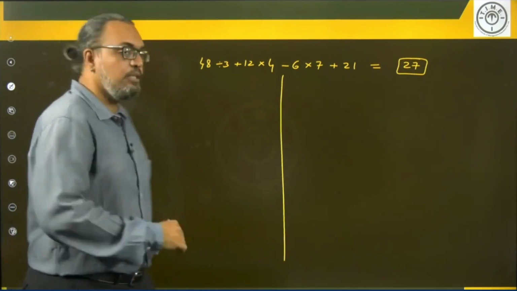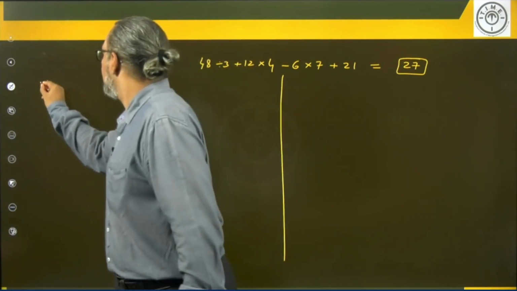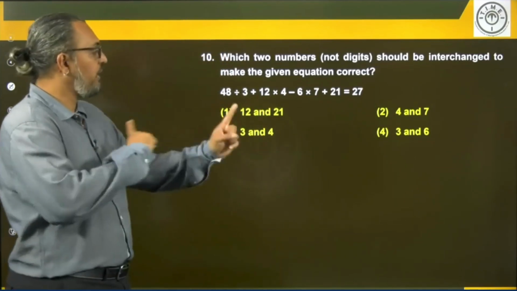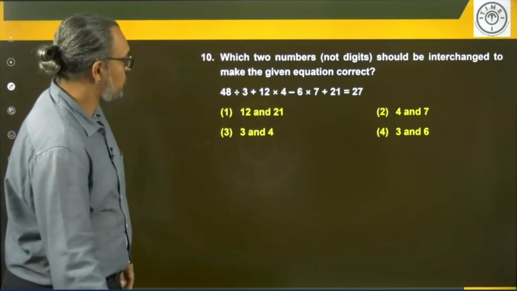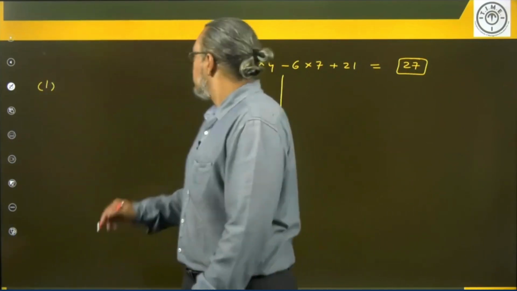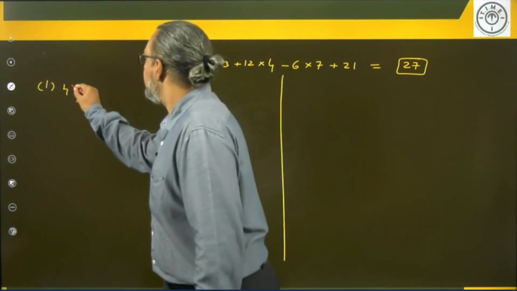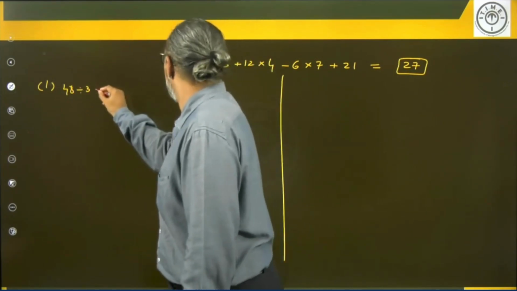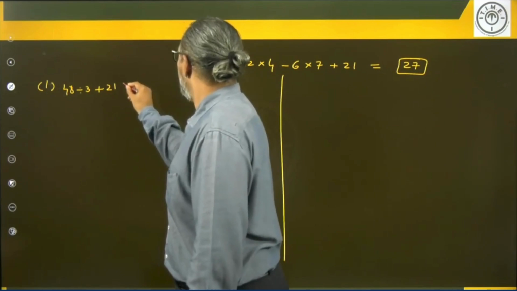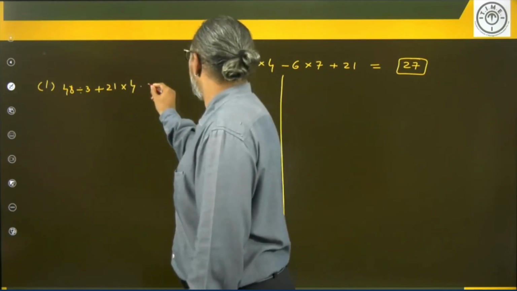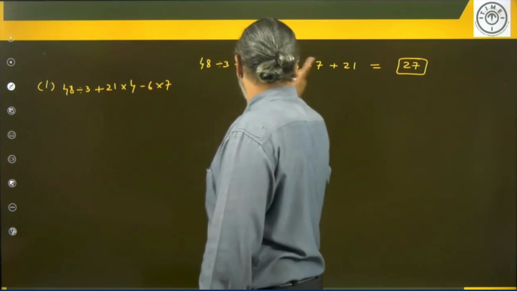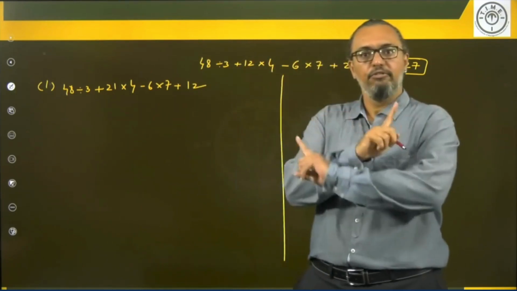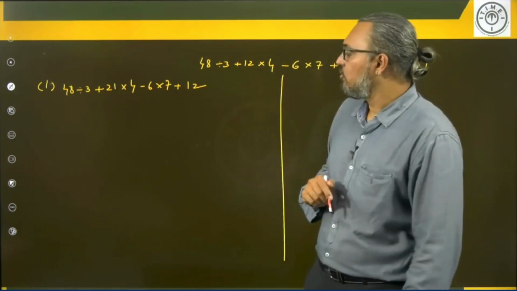So, this again we have to go option by option. Let us start with the first option. Now, what is the first option given? 12 and 21 to be exchanged. So, now when I do that, we have 48 divided by 3. Now, in place of 12, you put 21 into 4, then minus 6 into 7, and in place of 21, you put 12. So, this is the expression when 12 and 21 are interchanged.